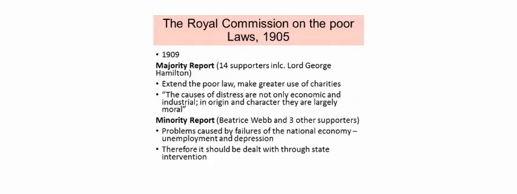and ultimately, there is still the assumption that the causes of distress are not only economic and industrial. In origin and character, they are largely moral. So there is an acceptance there that some of the problems which people have, and some groups more so than others, are because there are economic problems and there are problems in the industry. That means they don't have a job. That means they don't have much money. But still, there are people who are poor because of their moral failures.